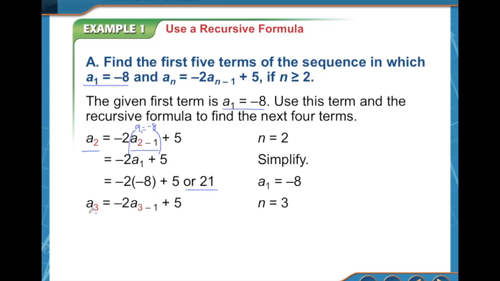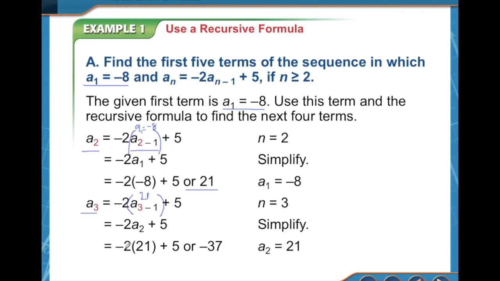Now you can find term number 3. So -2 times a sub 3 minus 1. A sub 3 minus 1 is another way of saying a sub 2 because 3 minus 1 is 2. And what is a sub 2? Well, our second term was 21. So this whole phrase is another way of saying 21. So we can take -2 times 21 and then add 5. So -2 times 21 is -42. Plus 5 would give us -37. So there's our third term.